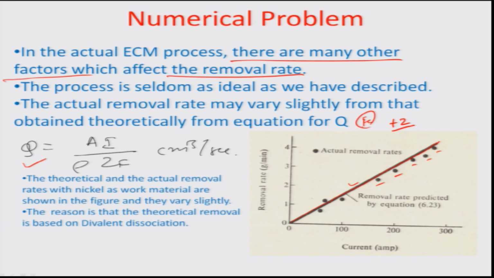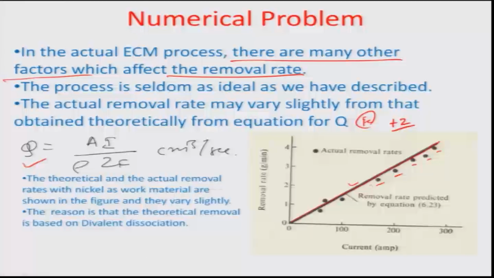But what happens in an actual situation is that there may also be a trivalent dissolution possible, depending on how many valency states exist. If that kind of situation happens, then you can't really predict whether an ion which is displaced is trivalent or divalent, and so the actual removal rates are slightly lesser. They vary slightly from the theoretically obtained removal rate given by this expression right here.